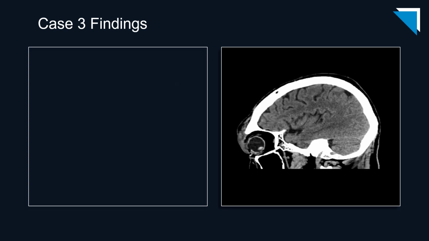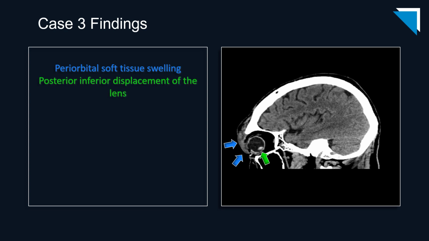Here again on the sagittal images, we see pronounced periorbital soft tissue swelling, and the dislocated lens in the dependent portion of the globe. In this case, I suspect most of us would have made this finding because our attention was drawn to this area by the overlying soft tissue findings. However, in many cases, we're not so lucky.